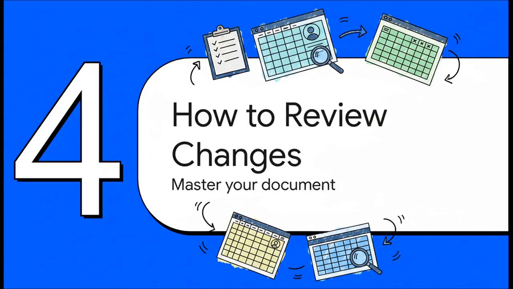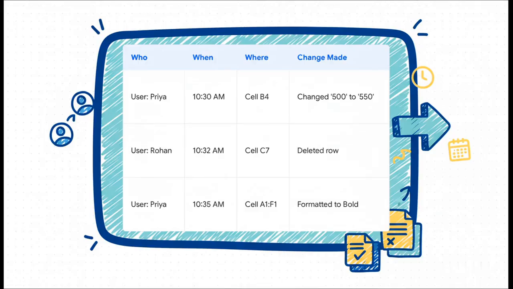All right, now we come to the most powerful part of this whole process. All these changes have been recorded, but how do you manage them? This is where you, as the owner or the editor of the sheet, really take control. You see, the software automatically organizes every single edit into a simple list, just like this one. It tells you exactly who made the change, when they made it, where in the sheet it is, and of course, what they did. You can even filter this list, for instance, to see only Priya's edits or only Rohan's.